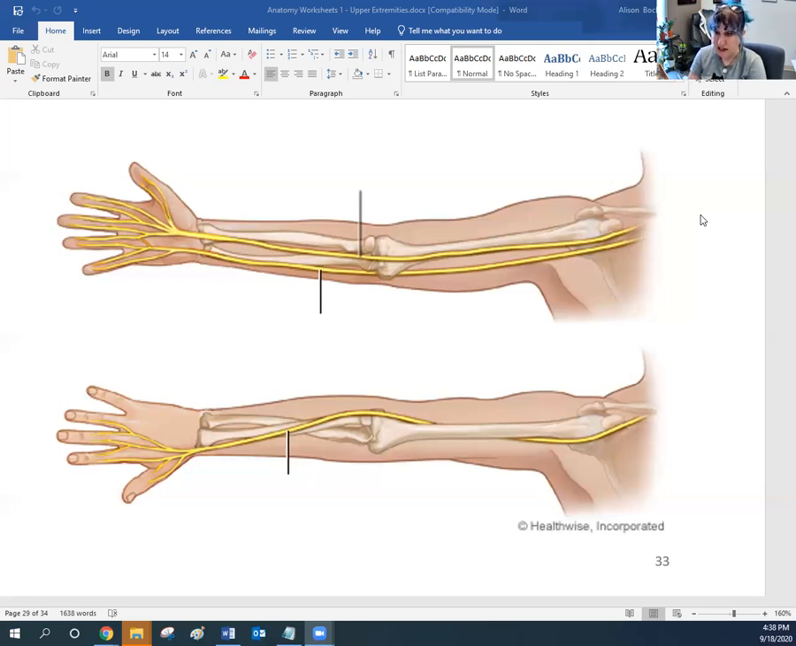You can see that it runs along the humerus, then sort of in the middle, a little closer to the radius, and then serves this left or thumb side of the hand. I don't know why I called that left. It would depend on which part of your hand you were looking at.